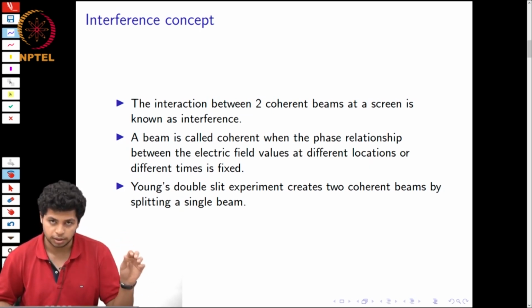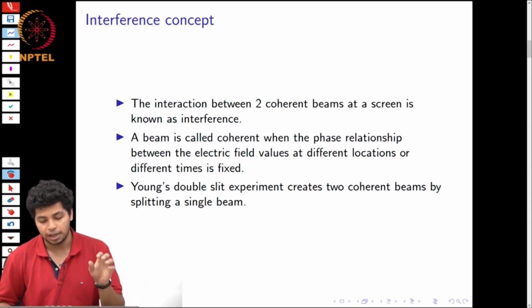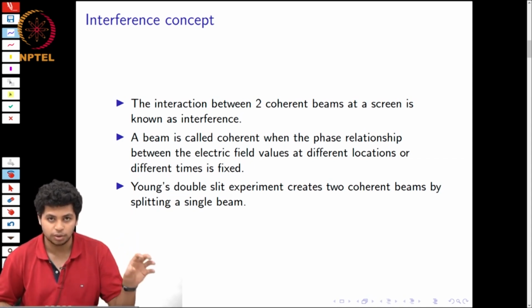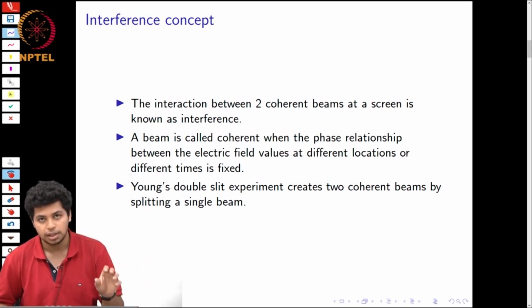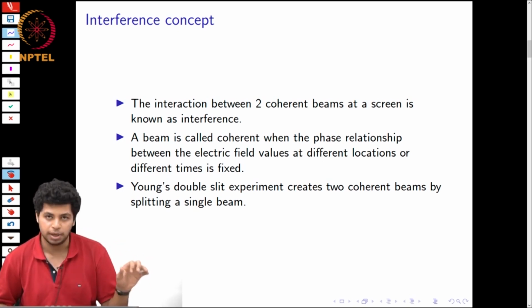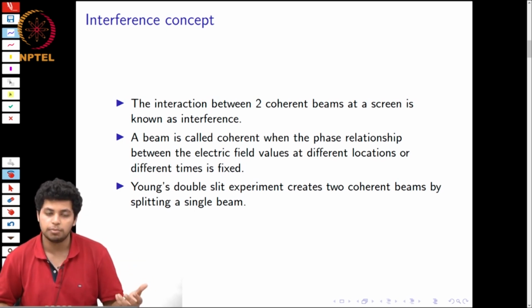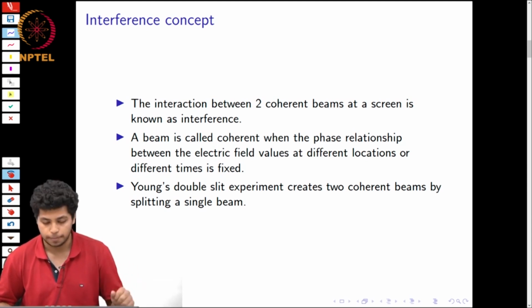Then it is called coherence, which basically means if the value of phase at two different locations has a tight correlation or has a fixed relationship, then the beams are coherent in space, or are spatially coherent. If the phase relationship between the beams at different times for the same location has a tight correlation or has a fixed relationship, it is called temporal coherence.